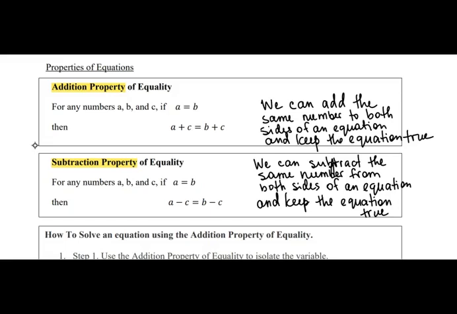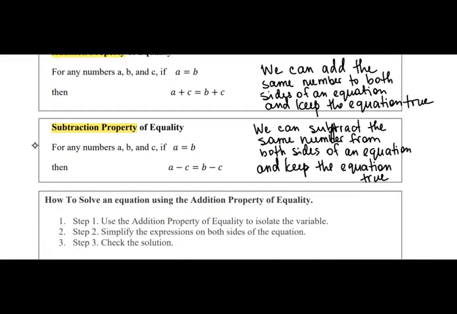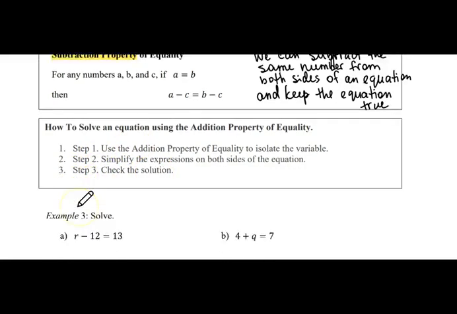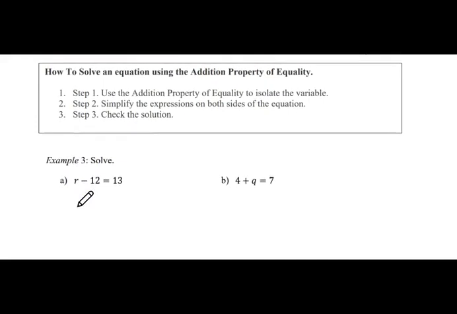To solve an equation using the addition property of equality, step number 1, we will use the addition property of equality to isolate the variable. Step number 2, we will simplify the expression on both sides of the equation. And step number 3, we will check the solution. Okay, so let's go ahead and look at our first example. So we have r minus 12 equals 13.